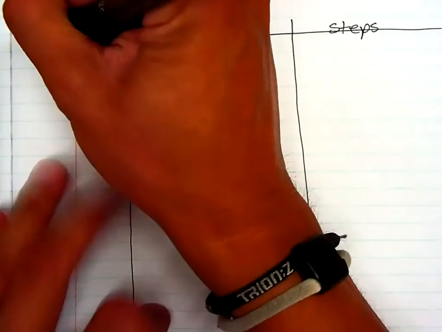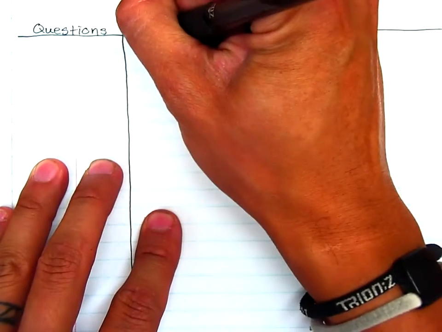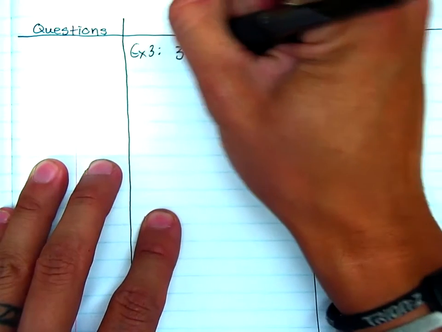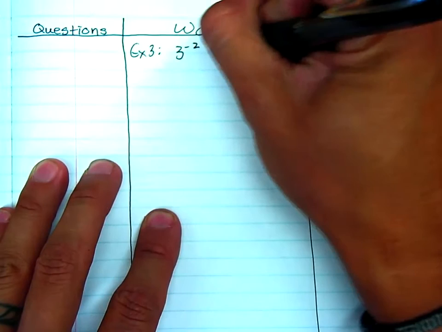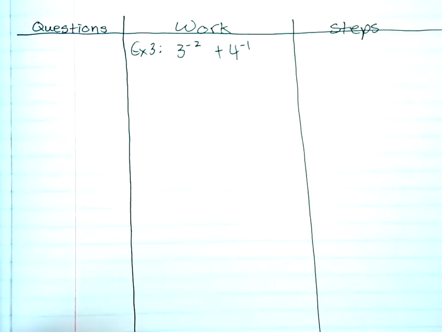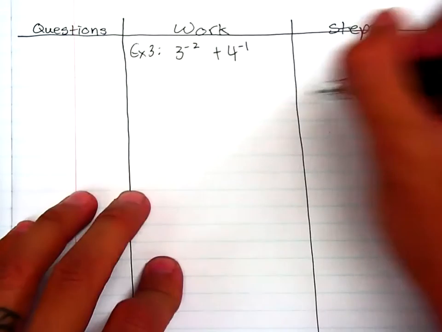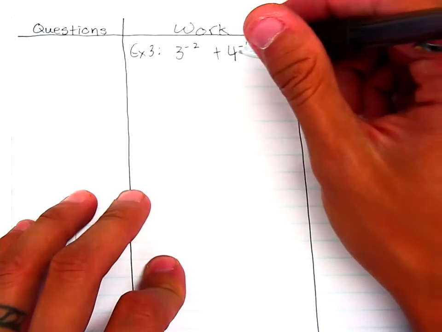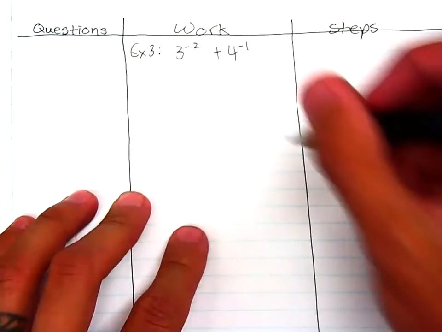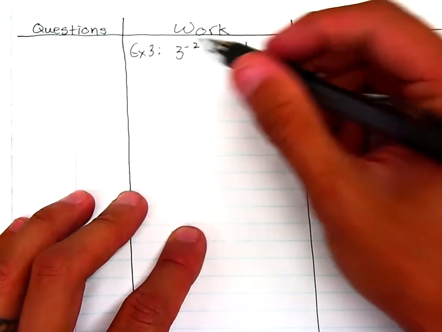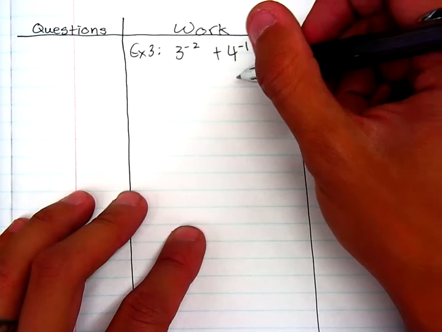Okay, for example 3, we're going to go over a different type of problem. It's going to be 3 to the negative 2 plus 4 to the negative 1 power. Now if I look at this problem, I know that I can't really add these powers until I get it into a form where I can. So I'm going to change these to something that I'm more familiar with.